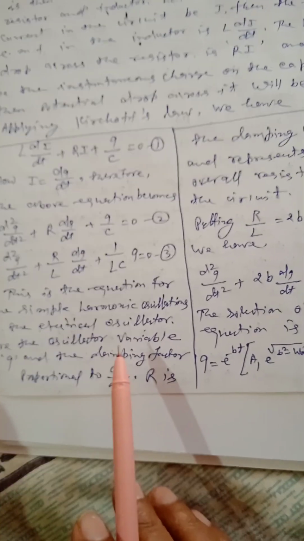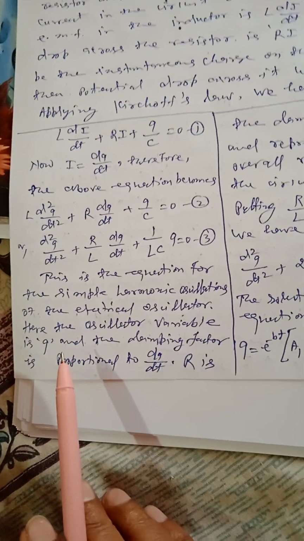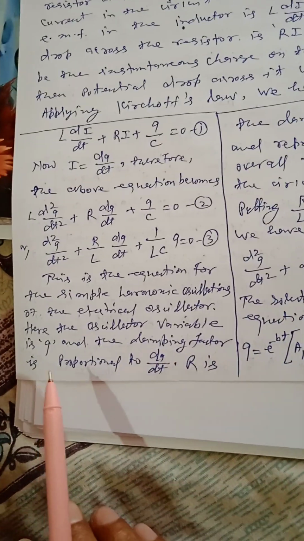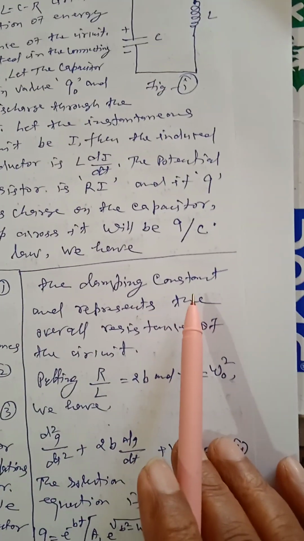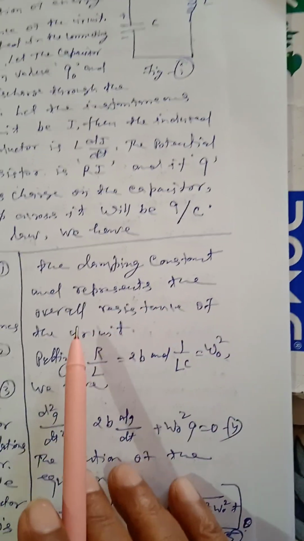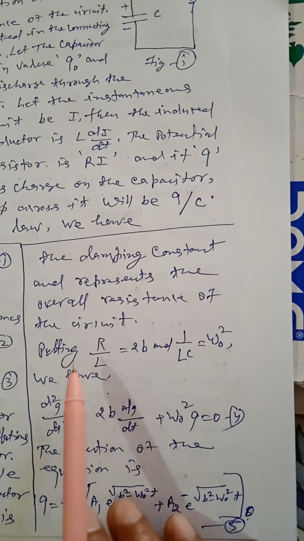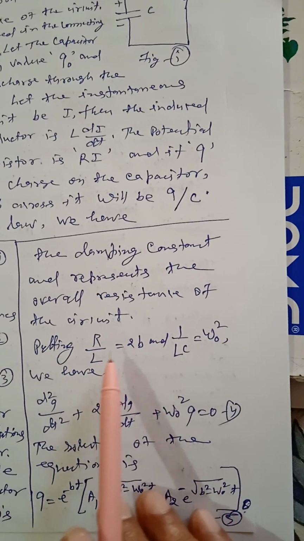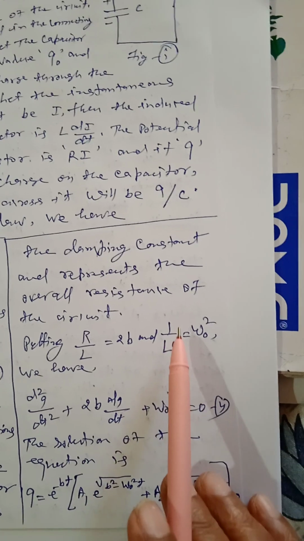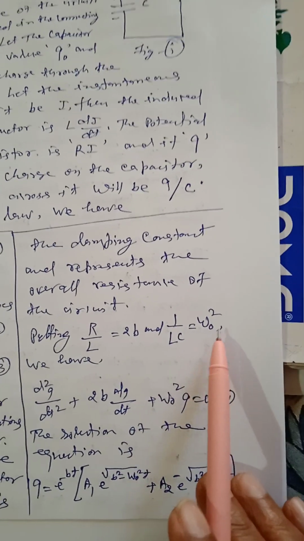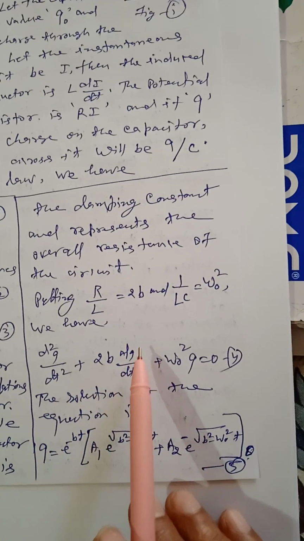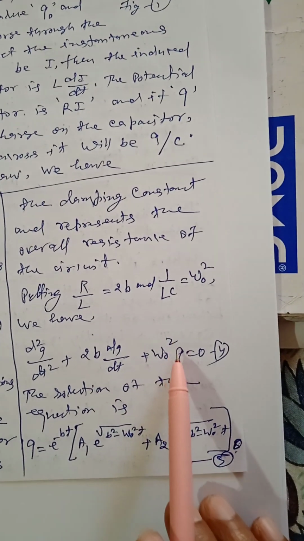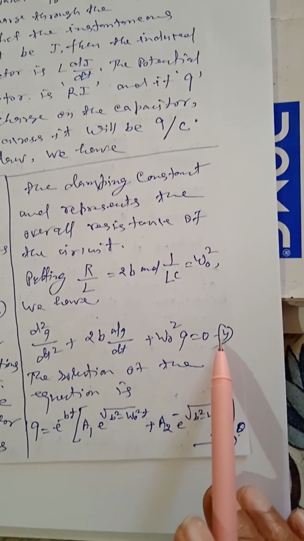Here the oscillator variable is q and the damping factor is proportional to dq by dt. R is the damping constant and represents the overall resistance of the circuit. Putting R by L is equal to 2b and 1 by LC is equal to omega naught square, we have d2q upon dt square plus 2b dq by dt plus omega naught square q is equal to 0.